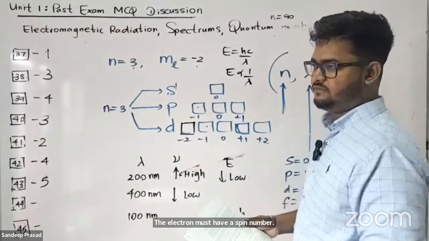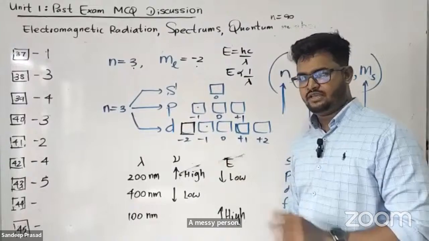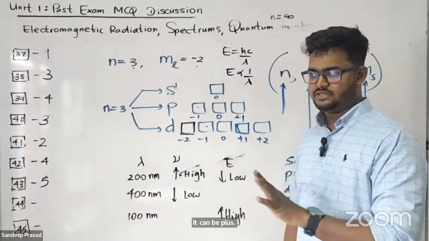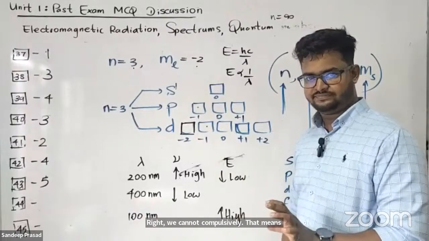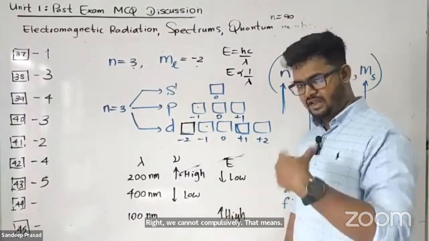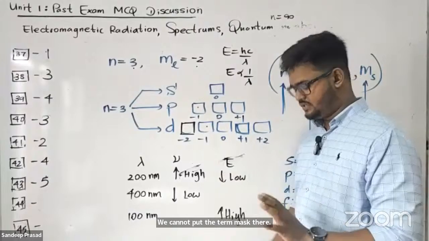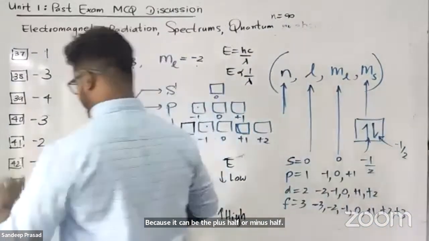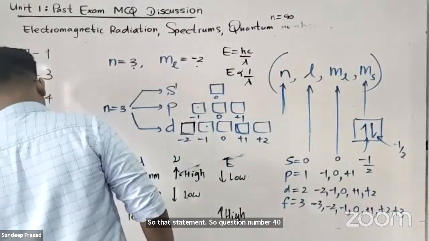The electron must have a spin quantum number ms equal plus half. Actually, they cannot say must have plus half. It can be plus half, right? We cannot compulsorily put the term must there, because it can be plus half or minus half. So that statement is wrong. So question number 44, answer is A and B statements correct. Therefore, number 1.